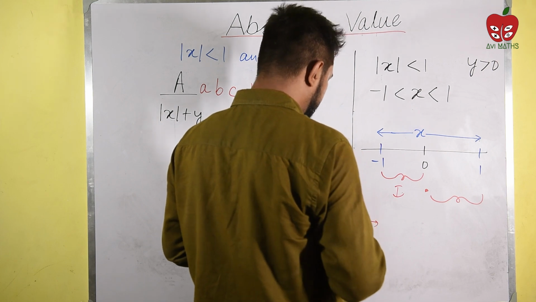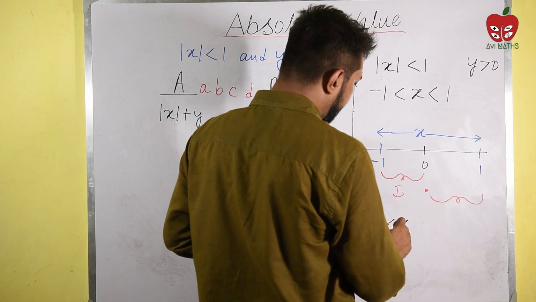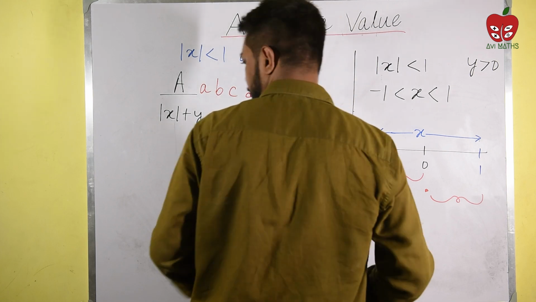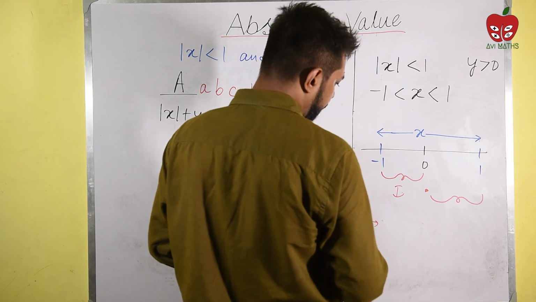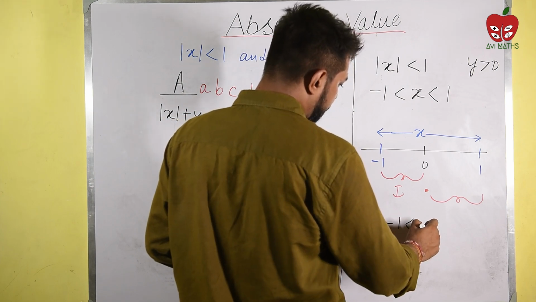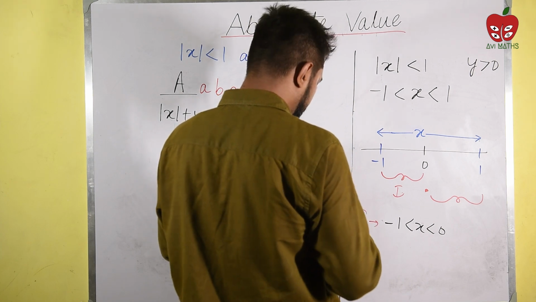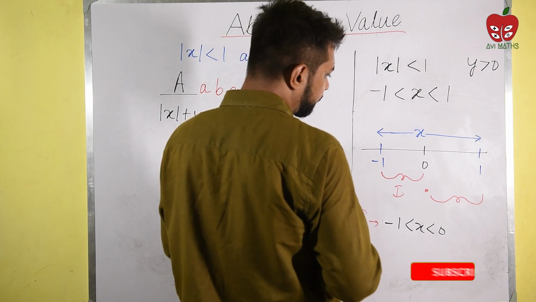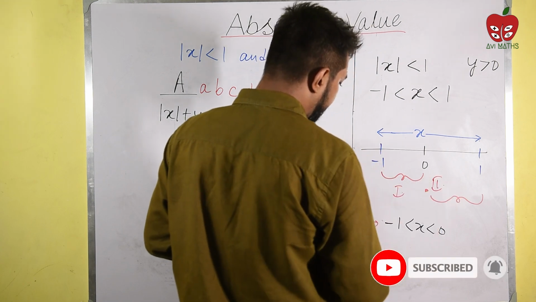First part of x is representing all the values of x which are greater than minus 1 and less than 0. This is the second part. Second part is representing what?